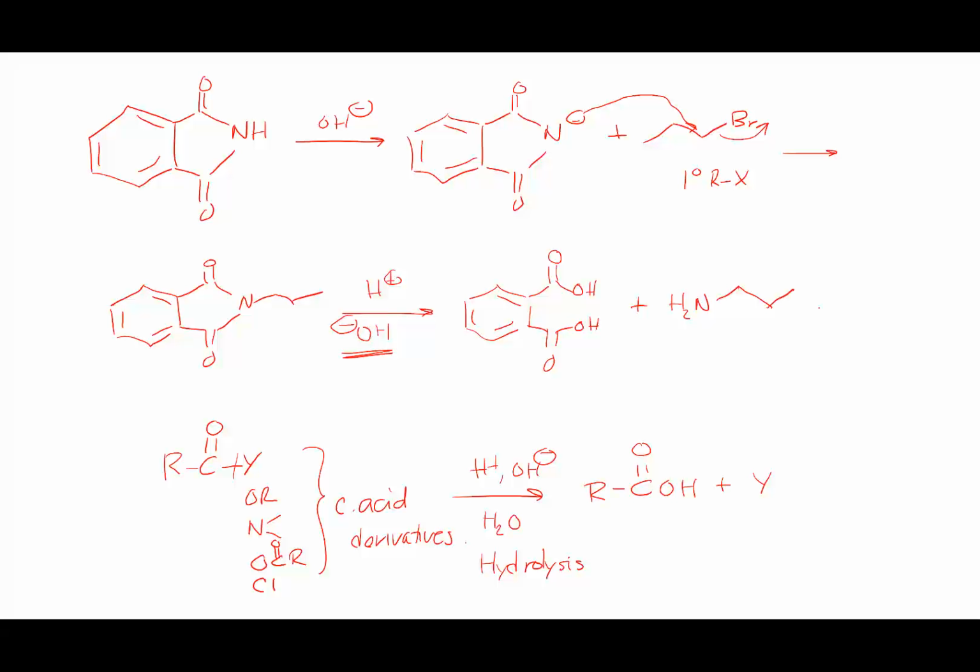And I would prefer to use base, because if I used H plus, it's going to protonate the nitrogen and make an ammonium salt, which is going to be really difficult to get out of water. So this is what's called the Gabriel synthesis, a traditional way of synthesizing primary amines.